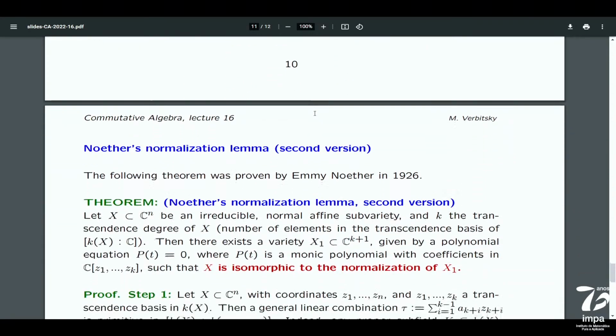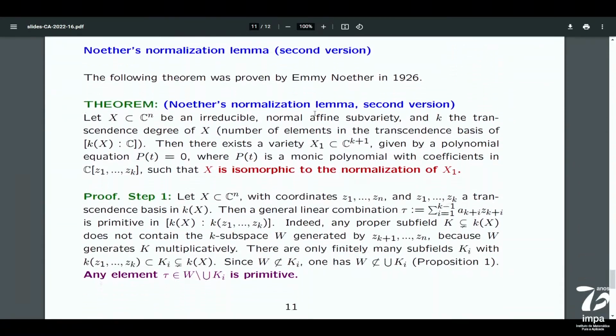Anyway, so Emmy Noether proved this theorem in 1926. So let me state it now. And this is very similar to this primitive element theorem. It's like a version of the primitive element theorem, but for varieties, for finitely generated rings instead of fields.